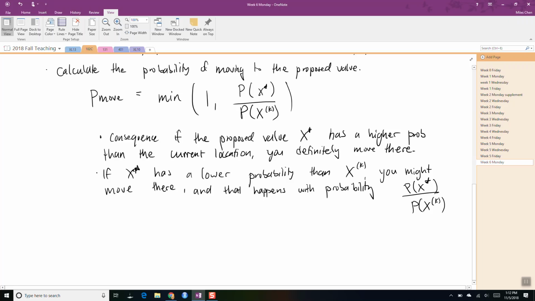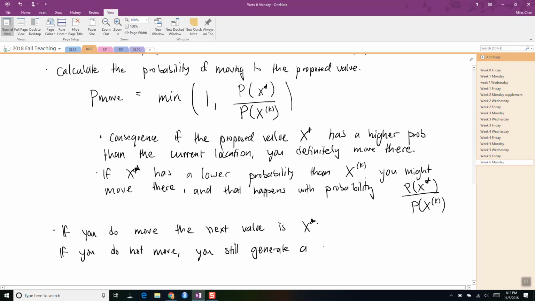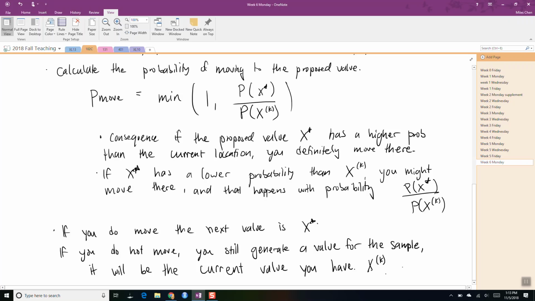All right, and then that's it. And then if you do move, the next value is x star, and if you do not move, you still generate a new value for the sample. It's just the same value you currently have, which is xk. All right, is this okay?